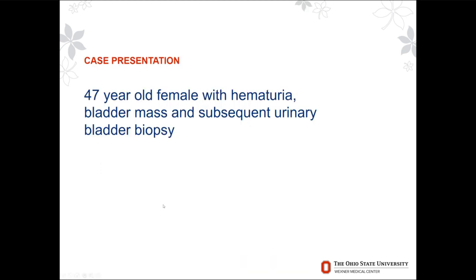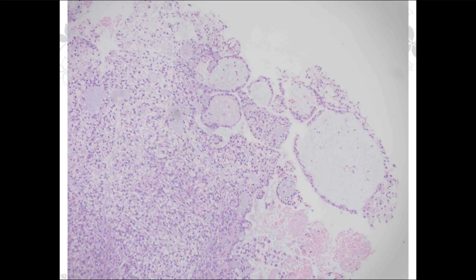Okay, so this is a 47-year-old female with hematuria, bladder mass, and subsequent urinary bladder biopsy. So this is the H&E slide. You can see at low power, you can see some clear cells, and you can see some papillary structure, some cystic structures.